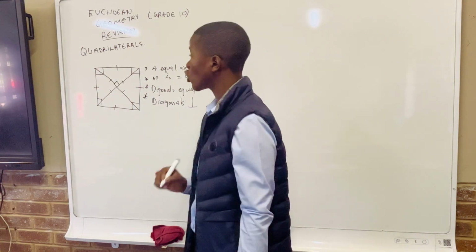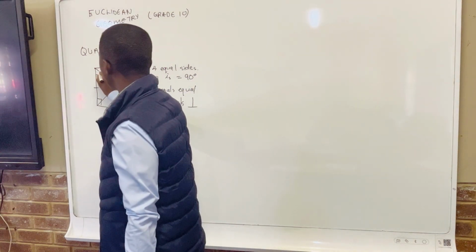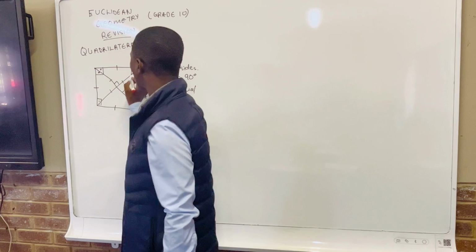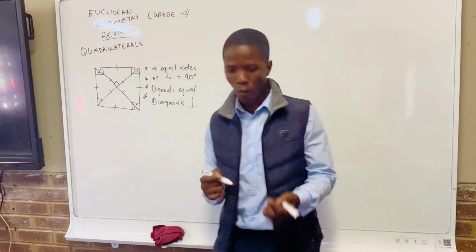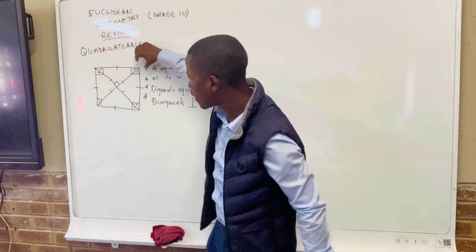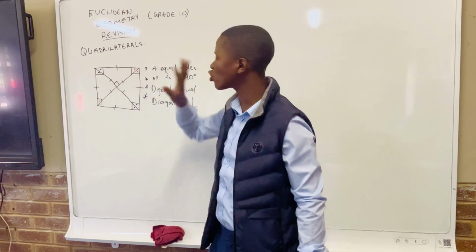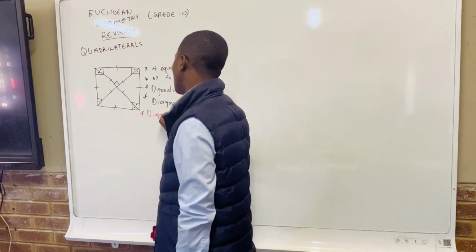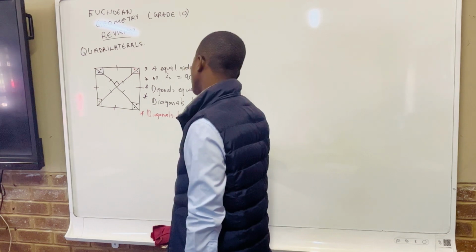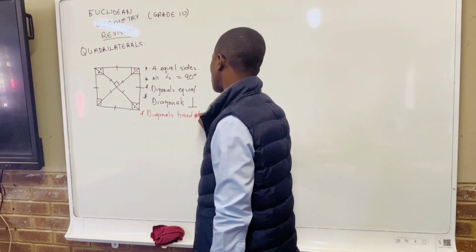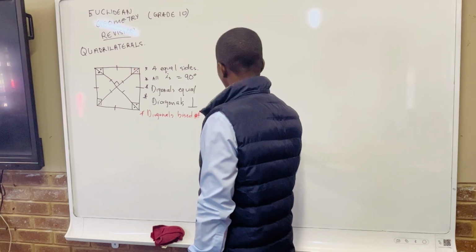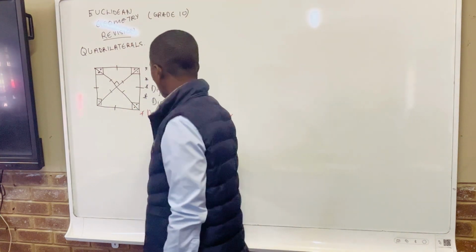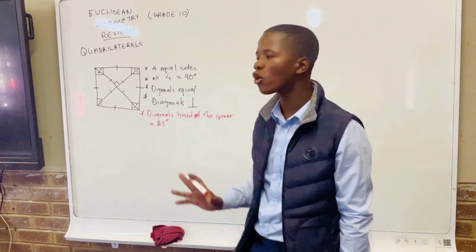One thing that you also need to know about your square is that all these angles, this angle and this angle, or literally all your angles, are going to be equal to 45 degrees, which means your diagonals also bisect the angles at the corner, right? So if you bisect a 90 degrees angle, what are you going to have? All of them are going to be equal to 45 degrees, yes.